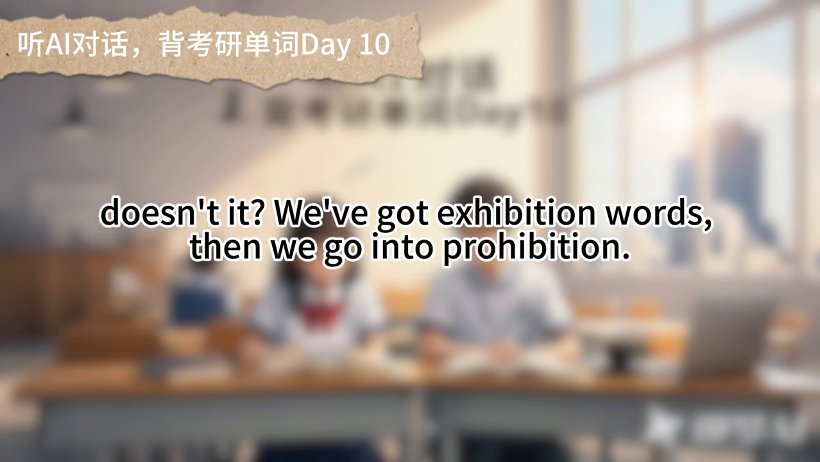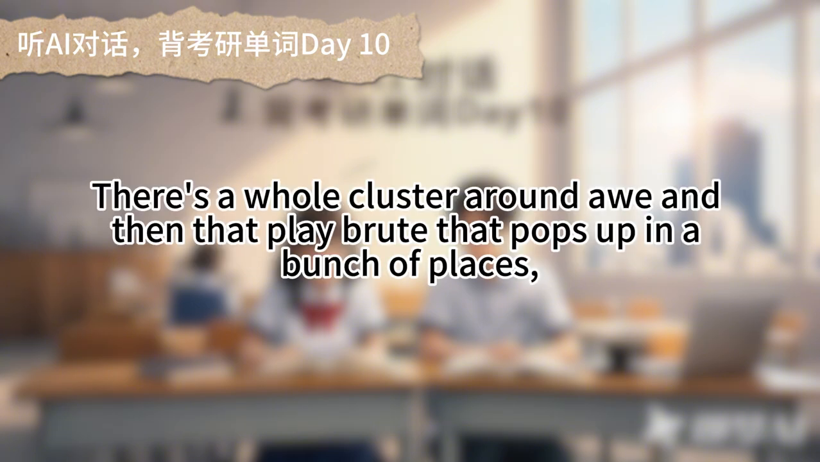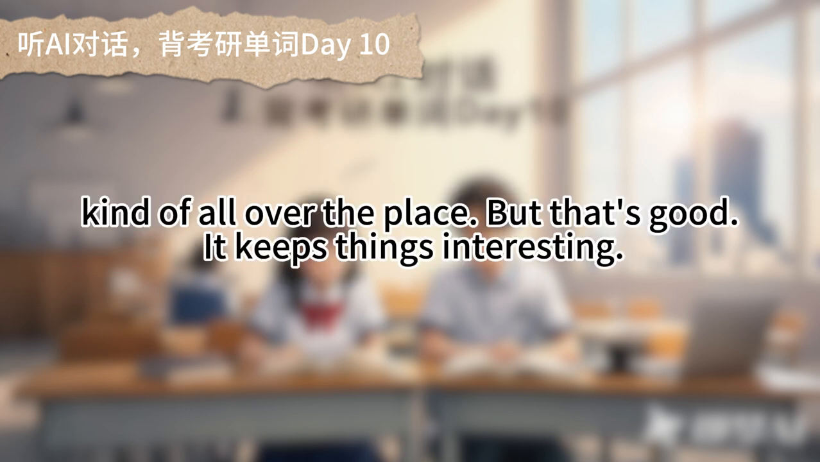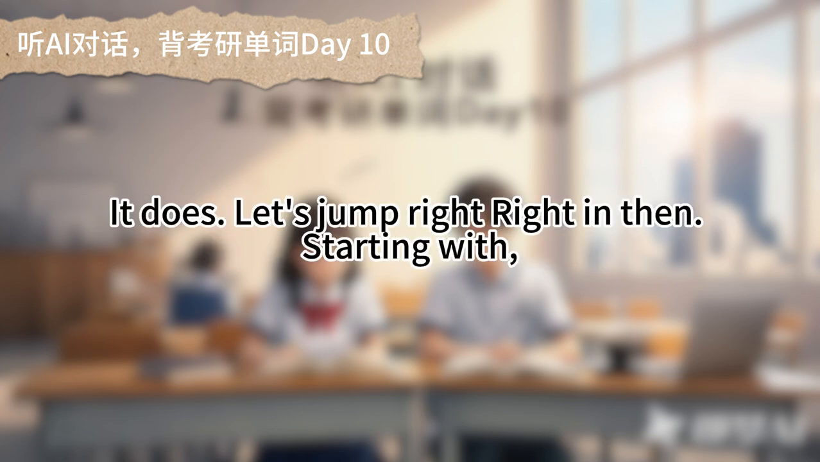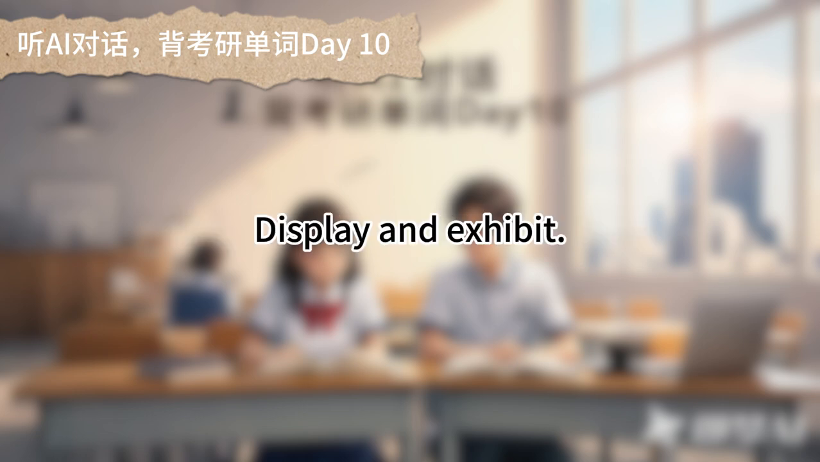We've got exhibition words, then we go into prohibition, there's a whole cluster around awe, and then that play brute that pops up in a bunch of places, even stuff about marriage, support, inheritance, kind of all over the place, but that's good. It keeps things interesting. It does. Let's jump right in then, starting with, like you said, exhibition words, display and exhibit.